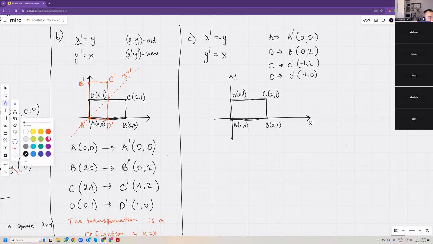So let's draw the new positions. So A dash is here. B dash is 0, 2. C dash is minus 1, 2. And D dash is minus 1, 0. So it's this shape. What is this transformation?